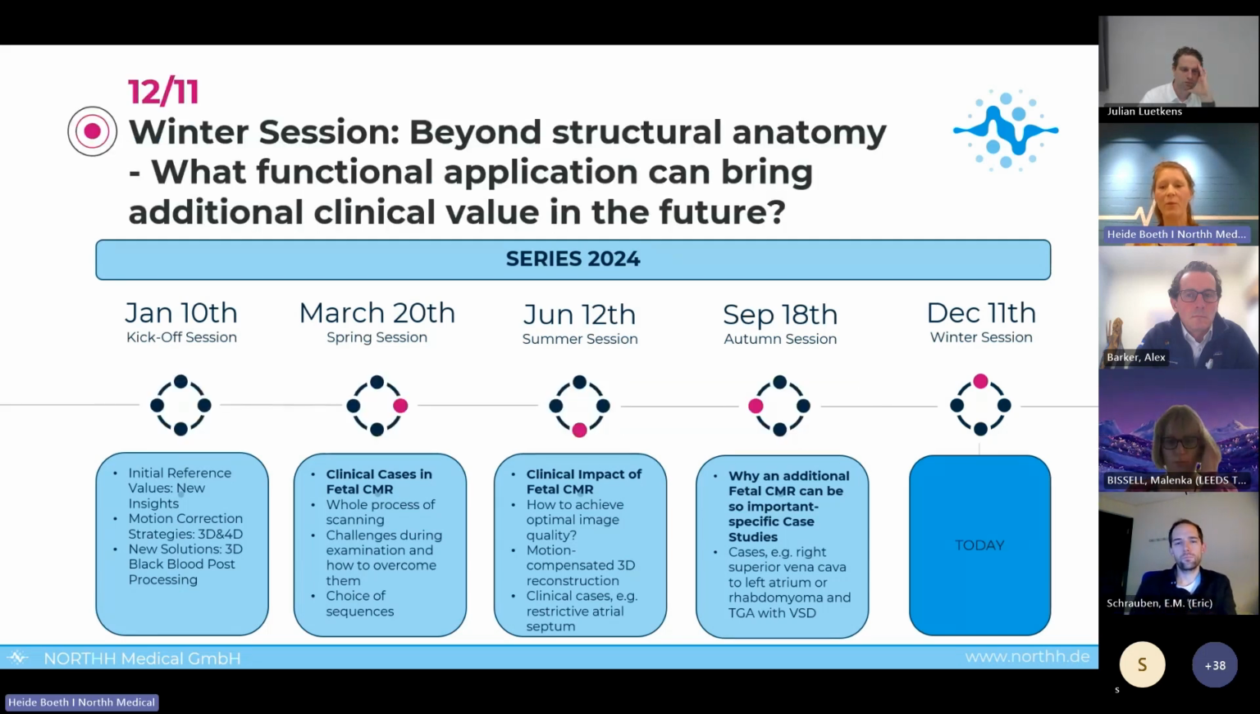All right, having said that, we will focus on our session today at the end of the year, where we want to take a look into the future and answer the question: what functional application can bring additional clinical value also beyond structural anatomy?